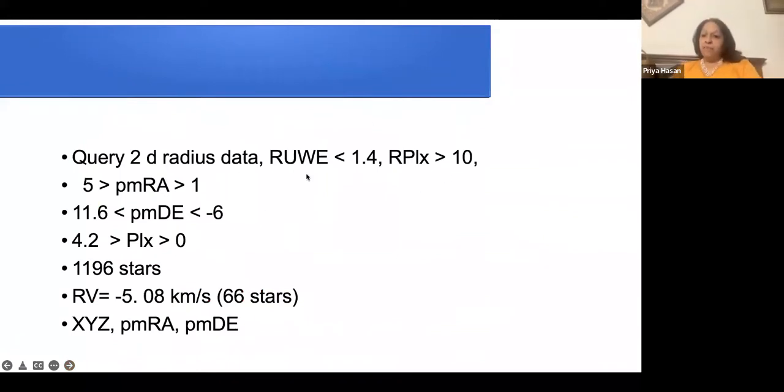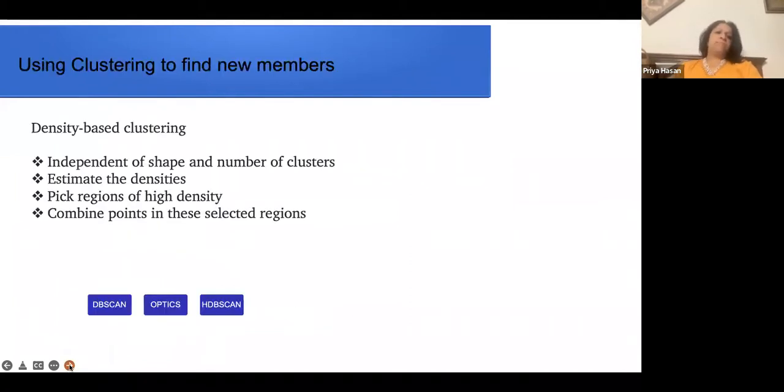We apply a certain amount of quality checks on that using the RUWE parameter, as well as cuts in parallax and cuts in proper motion RA and Dec, because we've noticed that these clustering algorithms do not work very well if your field star population is very large. You have to have a clean sample so that it works better. We then used density-based clustering methods to get the clusters out, using three methods: DBSCAN, OPTICS, and HDBSCAN.